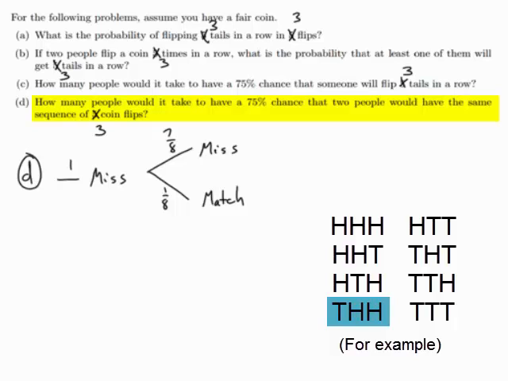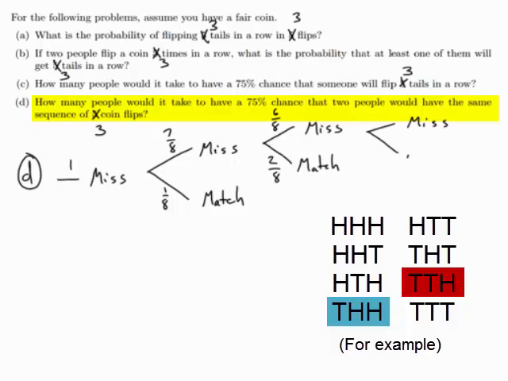Now this next step requires a little bit of thinking. If the first 2 people have already flipped and they are not matching, that means they have 2 different combinations. This only leaves 6 possible combinations for the next person to get a miss. At the next step, if the first 3 people have missed, it means they have 3 different combinations, leaving only 5 out of 8 ways for this person to miss. And so we can see the pattern. For the next person, there will be 4 out of 8, and then 3 out of 8, and then 2 out of 8.